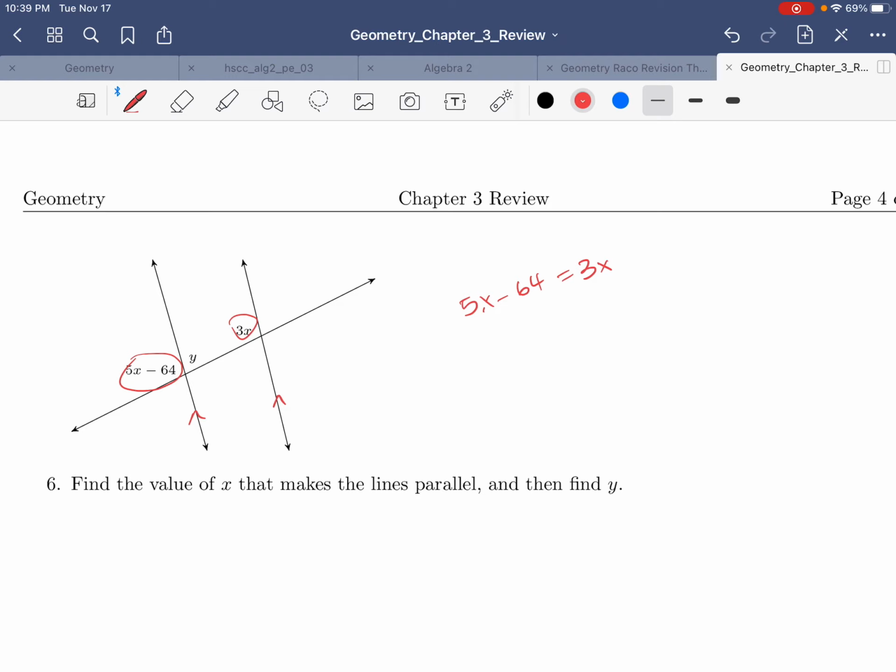All right, so I solve it, take away the 5x from both sides. Yeah, I know, it gives us a negative number. Not a big deal, we can still deal with it. Divide both sides by negative 2, and we get x is 32.